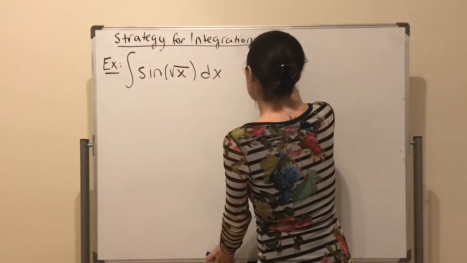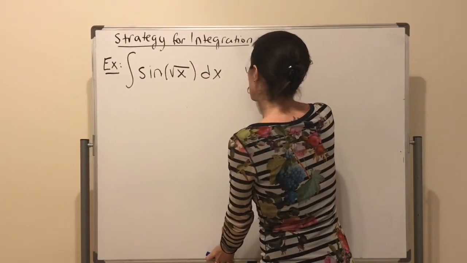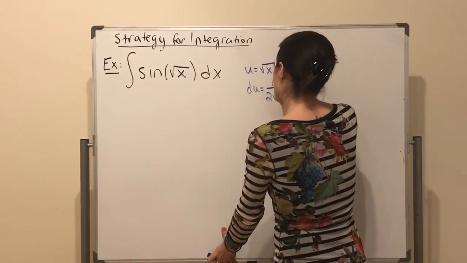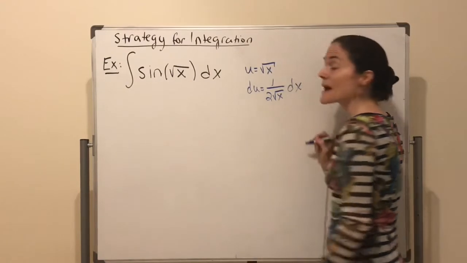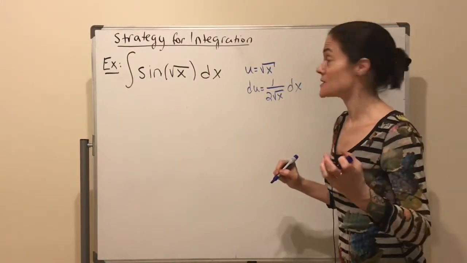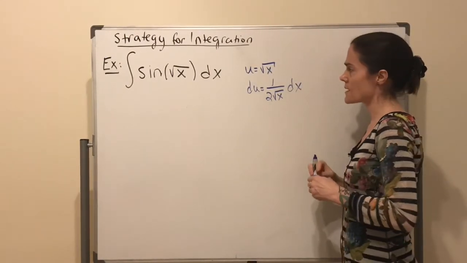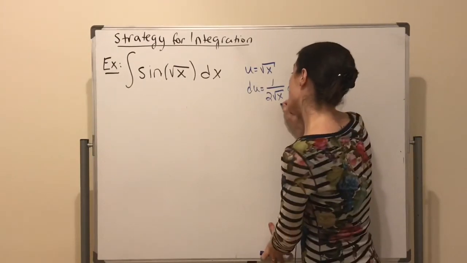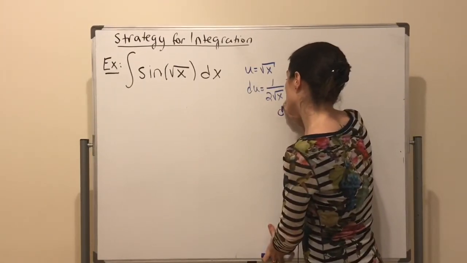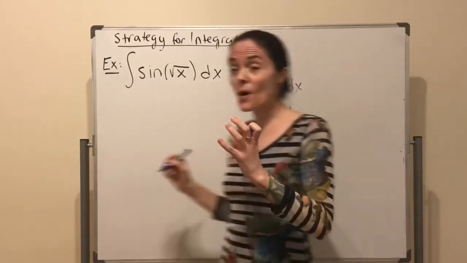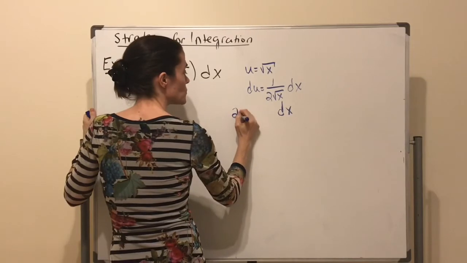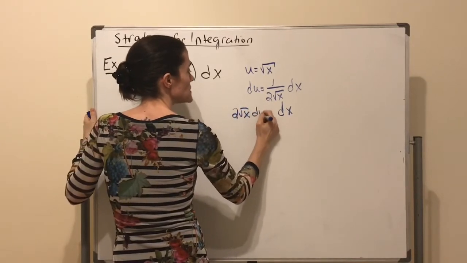u is the square root of x. du, well, you take the derivative. Now you might think there's no way I can do substitution here because what do I have handed to me in my integral? I have just dx. Now, for the moment, let's multiply through. We have 2 square root of x du.